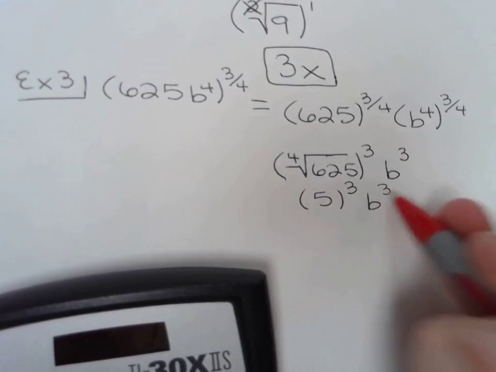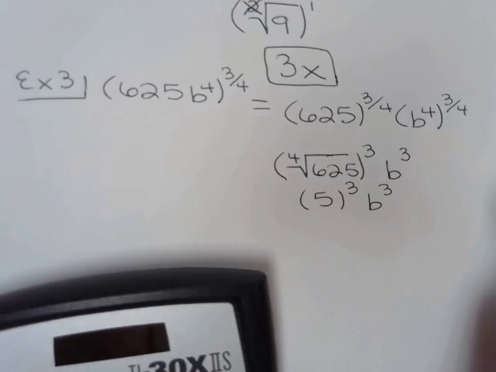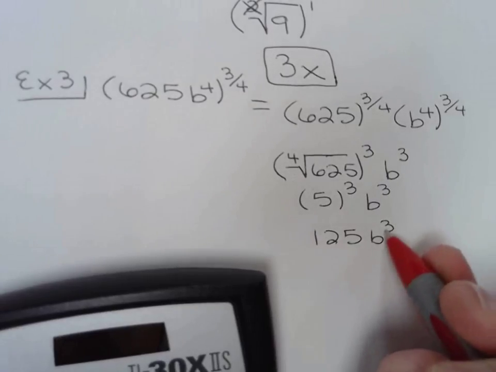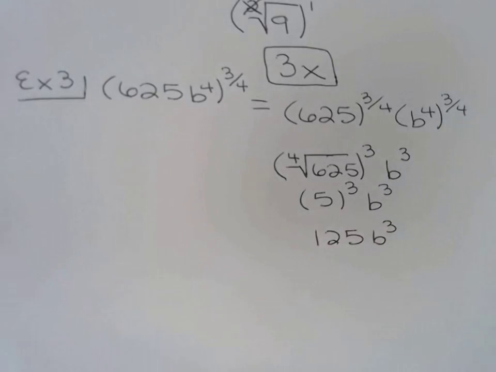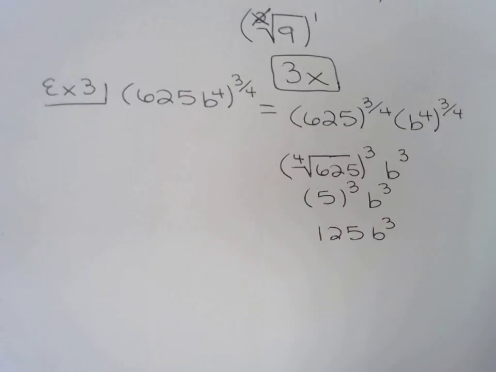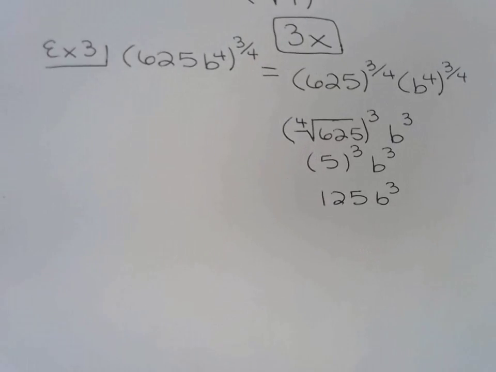So it becomes 5, but it's still to the third power. So what is 5 to the third? 125. Plug it in your calculator. So that's 125 b to the third. So when you're dealing with coefficients like that, the denominator becomes your root, the numerator becomes your exponent. Let's look at one more.